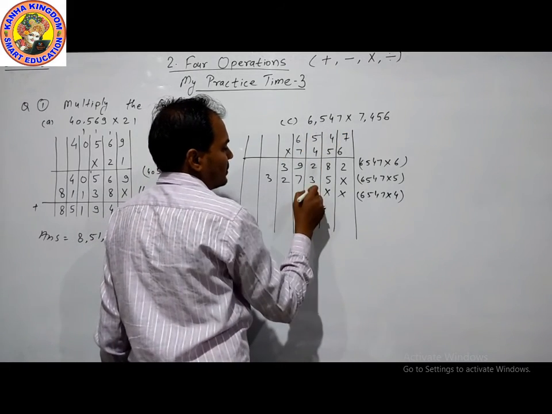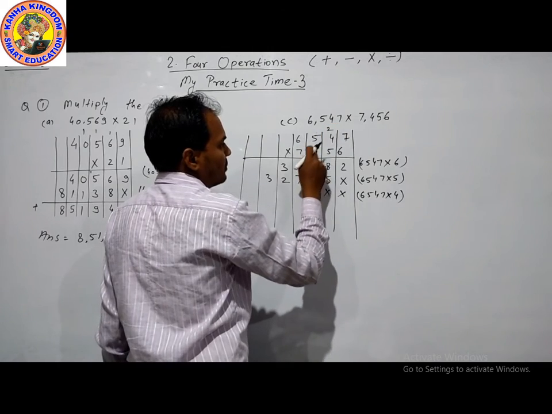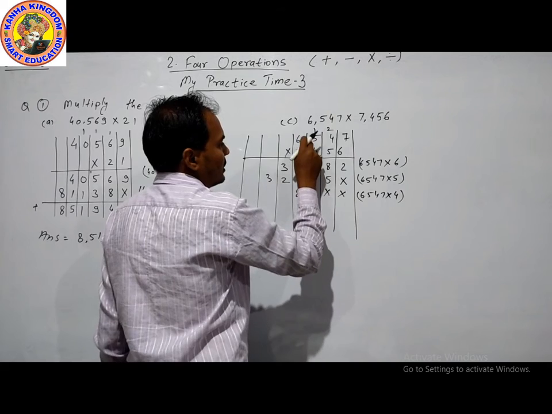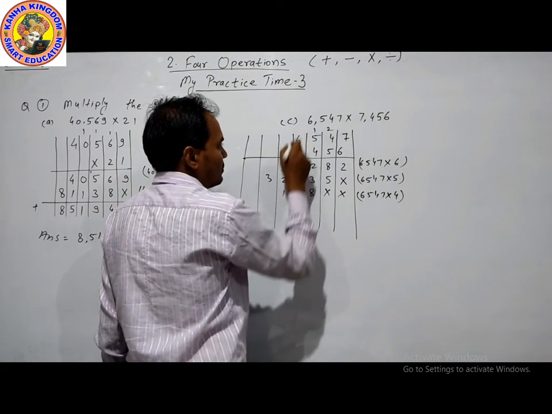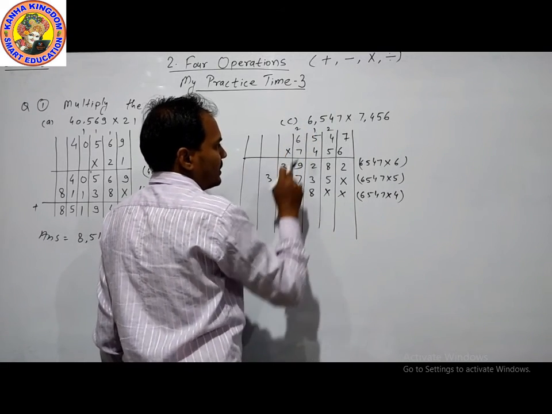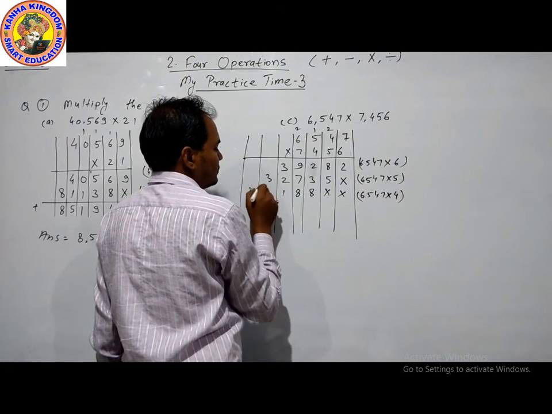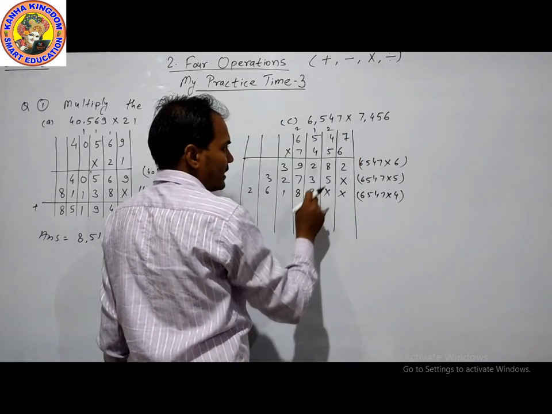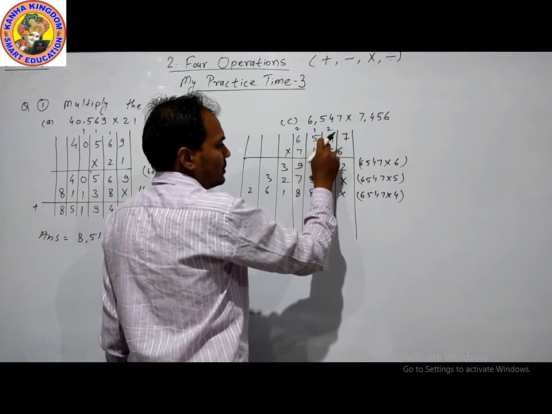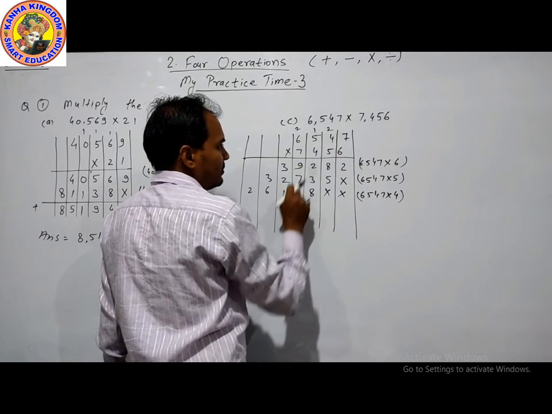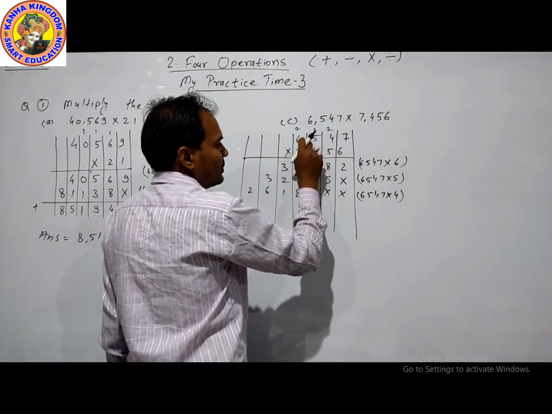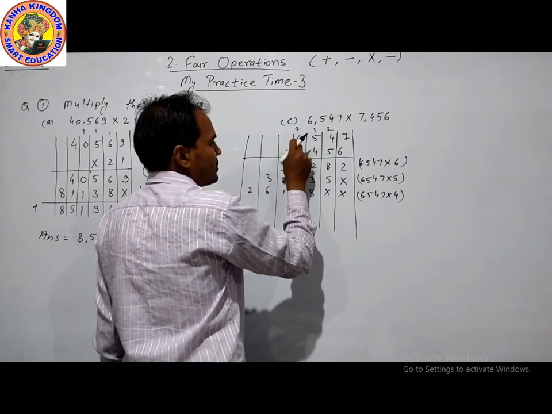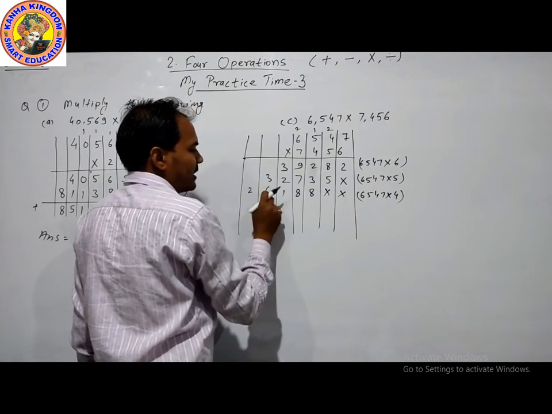4 into 7, 28. 4 into 4, 16 plus 2, 18. 4 into 5, 20 plus 1, 21. 4 into 6, 24 plus 2, 26.